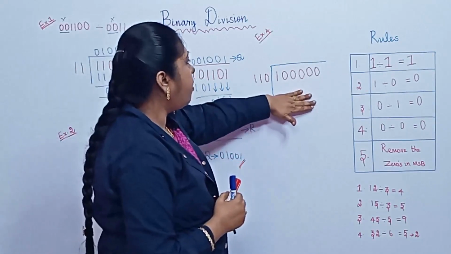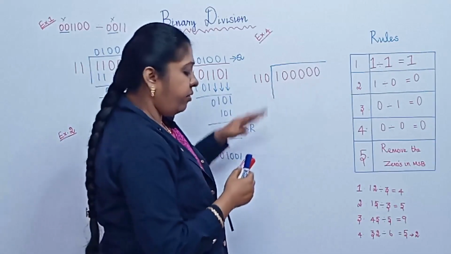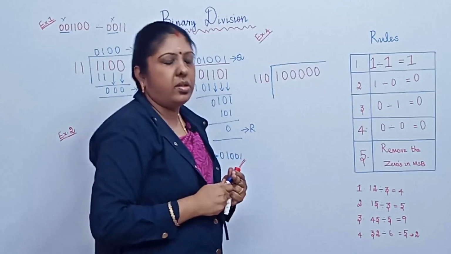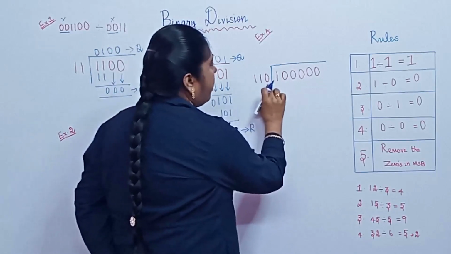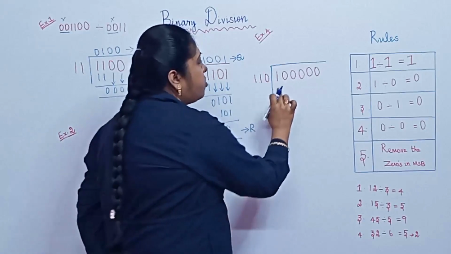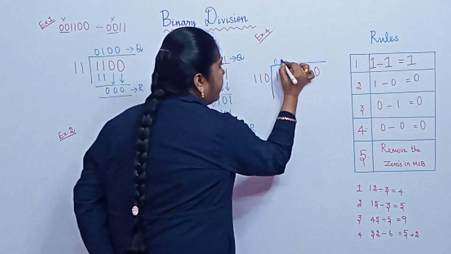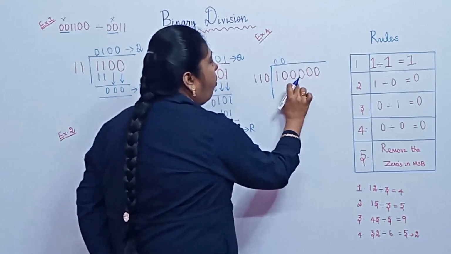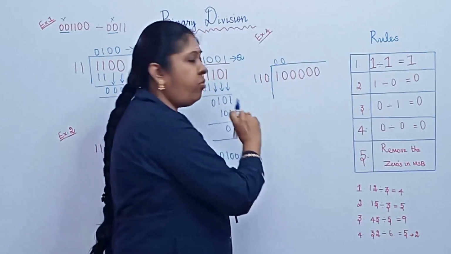Now consider this number 1 0 0 0 0 0 divided by 1 1 0. 1 0, we are already having 3 digits as a divisor. So 1 0 cannot be divided. So 1 cannot be divided. Next 0 cannot be divided. 1 0 0, the third digit, also cannot be divisible by 1 1 0.